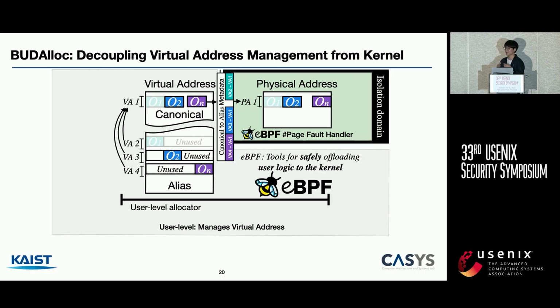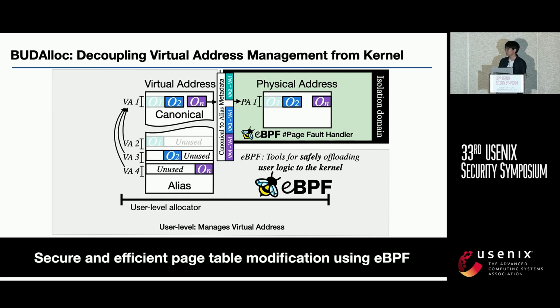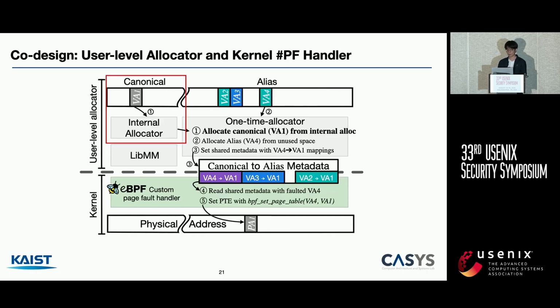We use extended Berkeley Packet Filter to safely share metadata with the kernel. Extended Berkeley Packet Filter is widely used for safely injecting user logic into the kernel. For detailed information on our API design, implementation, and safety mechanism, please refer to our paper. With the user-level allocator managing the virtual address space, the kernel is only responsible for essential physical address management tasks. This separation of virtual address management from the kernel is what we term decoupled virtual address management.